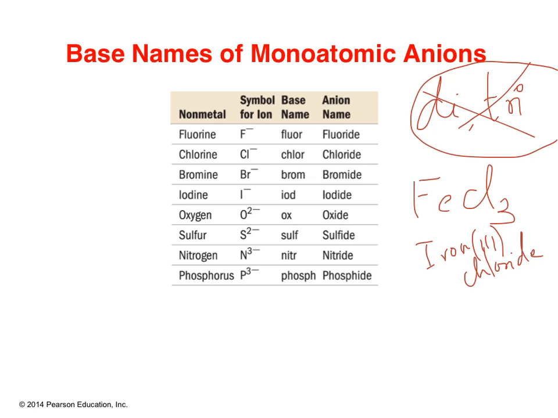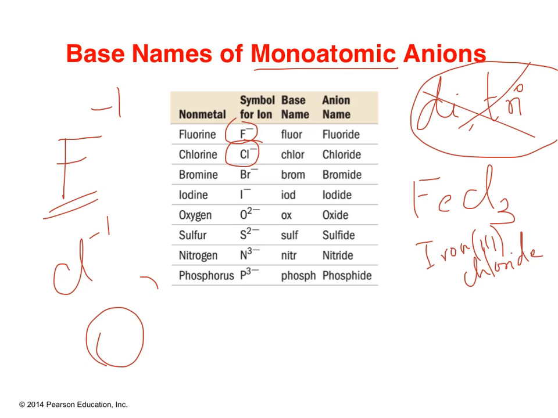We also talked about common names of base names of monoatomic anions like fluoride, chloride, etc. The new term here is monoatomic anions. What is a monoatomic anion? When you say monoatomic, that means in the anion there's only one atom. If you see F minus 1, there's only one atom. Cl minus 1, there's only one atom. O2 minus, there's only one atom. So these are monoatomic anions.